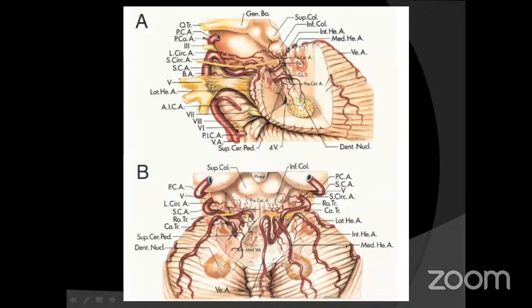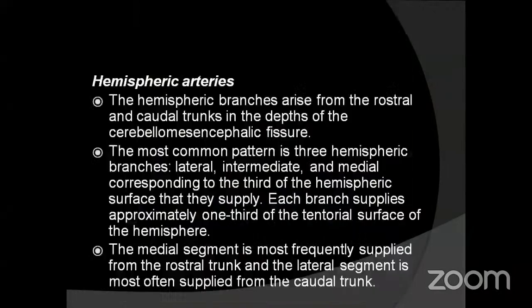The lateral hemispheric artery is going to supply the lateral surface of the tentorial surface of the cerebellum. This whole surface is the tentorial surface of the cerebellum. We are dividing it into three parts. The lateral third is going to be supplied by the lateral hemispheric artery. The middle third is going to be supplied by the intermediate hemispheric artery. And the medial third will be supplied by the medial hemispheric artery. Each branch supplies approximately 1/3 of the tentorial surface of the hemisphere.